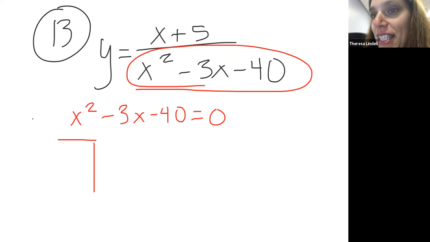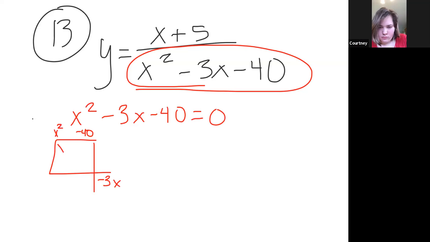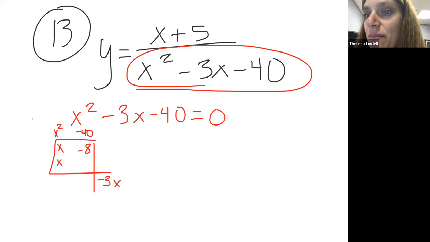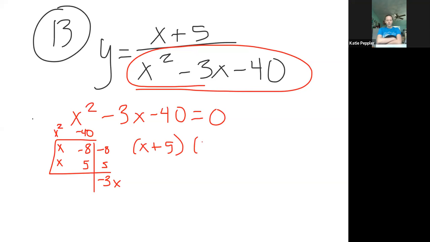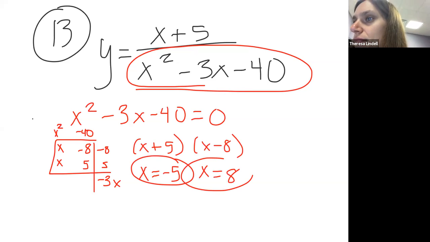Okay, here we go. So we box this guy, x squared, negative 40, negative 3x. Somebody's got to help me with this. What times what gives you negative 40 and adds to negative 3? Negative 8, 5. Yeah, that's great. Perfect. So then it'd be x plus 5, x minus 8. And then you'd set those equal to 0. x equals negative 5, x equals 8. Is that okay for everybody?